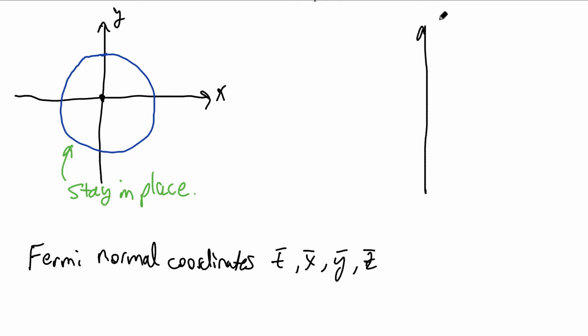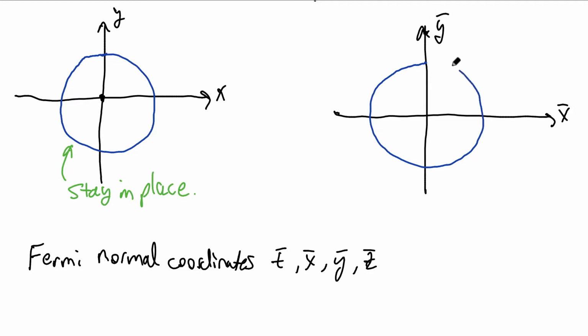So here's the y bar axis, and this is the x bar axis. Initially, at time t bar equals 0, the ring of particles looks like a circle. But as the gravitational wave passes, it first causes the ring to elongate in the x direction and shorten in the y direction. So this is the shape of the ring after 1/4 of a gravitational wave period.